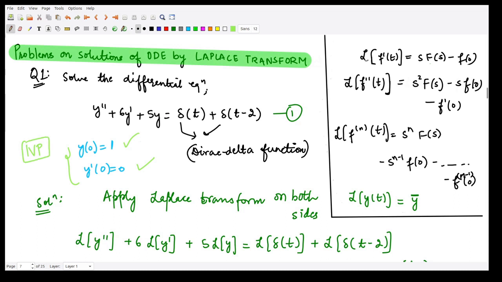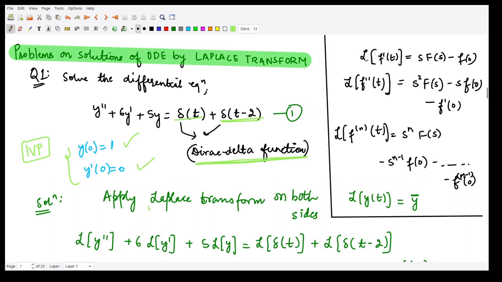In this case, delta(t) and delta(t - 2) represent the Dirac delta function. Now finding the solution of such equations is not so easy using analytical methods or any other method. So this technique of Laplace transform is very useful in this particular case. So what we are going to do is apply the same steps.